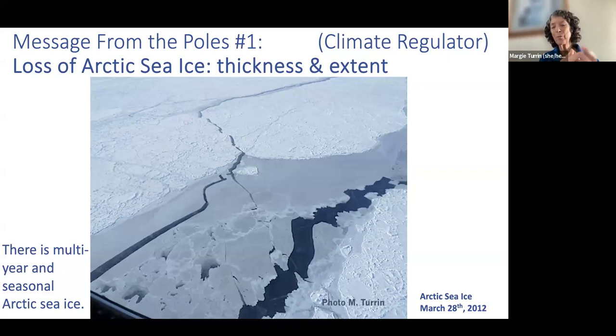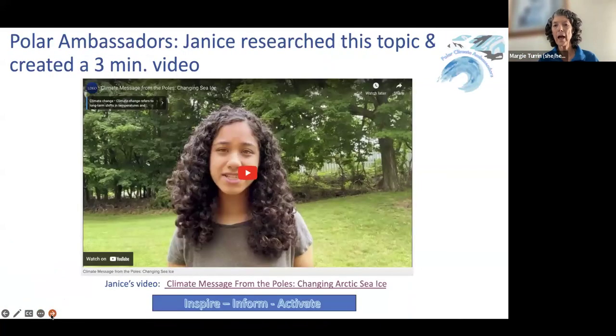So we've lost that. It's very difficult to re-establish, especially multi-year ice as our oceans warm. So we haven't rebounded to where we were. We haven't seen that dramatic a loss since, but we have certainly seen some significant loss. And what I wanted to do was show you a product that one of our students did on sea ice. So this is one of our polar ambassadors this summer.